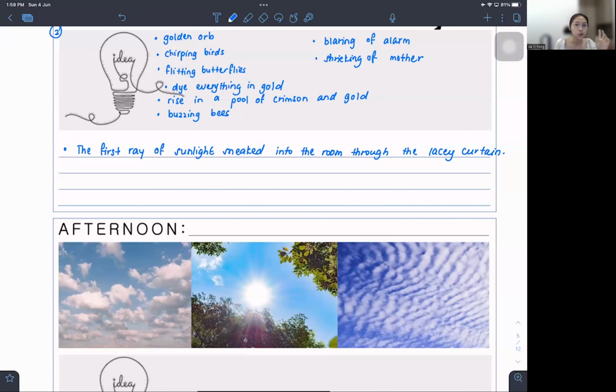Okay, so you see, you have first ray of sunlight, you know what is curtain, but I guess most of you struggle with piecing them together, joining them together. So how do I join this sentence together? I use the words sneak into. Sneak into is what we call personification. Personification means I use human characteristics on a non-human thing.